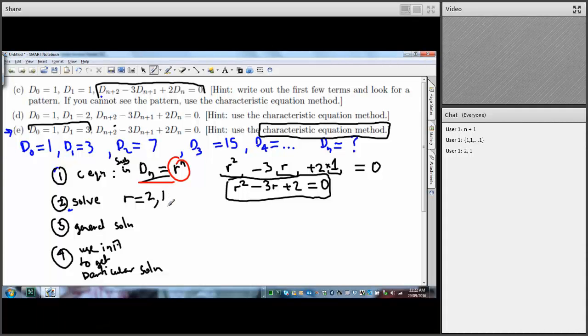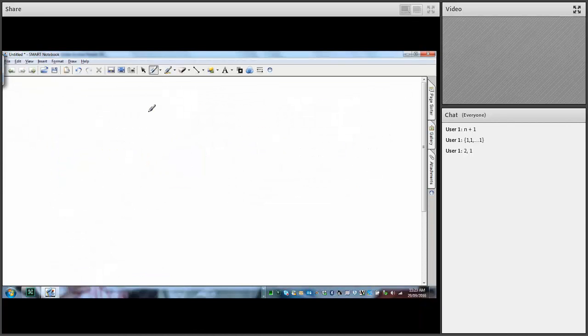Now you've got the characteristic equation, now you need to solve it. So you need to work out what the r values are which solve this equation, which special cases of r to the n actually will solve it for you. Can you tell me what the solutions to that equation are? Okay, so r equals 2 and 1. The way to do that in general is to factorize if you can, and if you can't factorize, use the quadratic formula.